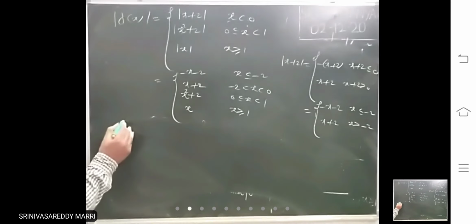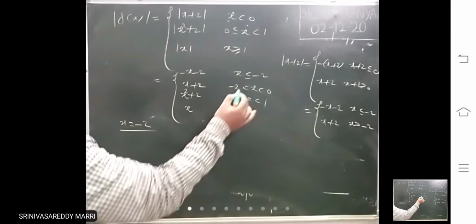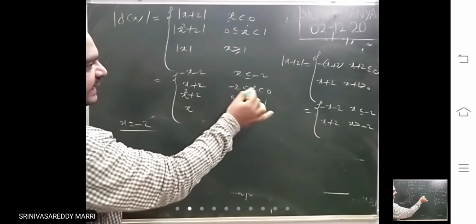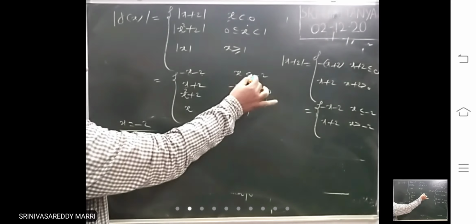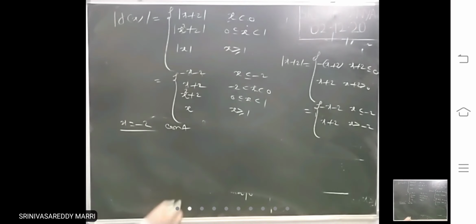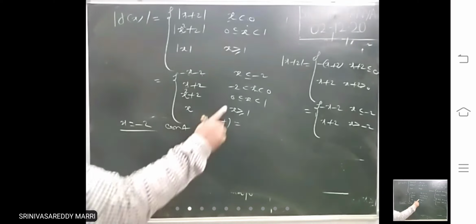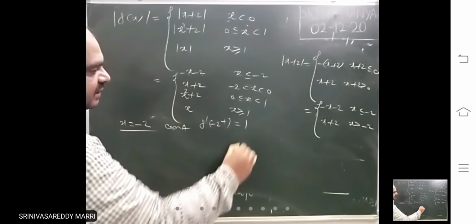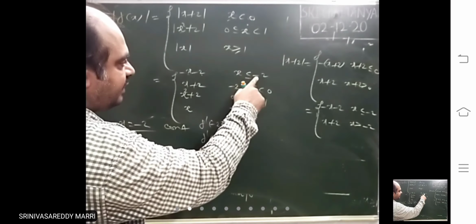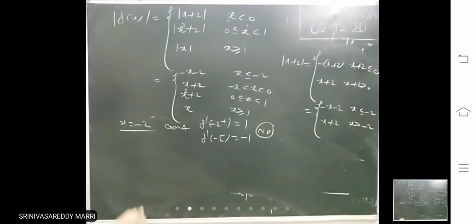So at x equal to minus 2, look at the left limit: minus 2 minus 2 is 0. The right limit is minus 2 plus 2, which is 0. f of minus 2 is 0. Therefore continuous. Now f dash at minus 2 plus, the derivative is 1. At minus 2 minus, the derivative is minus 1. Therefore not differentiable.